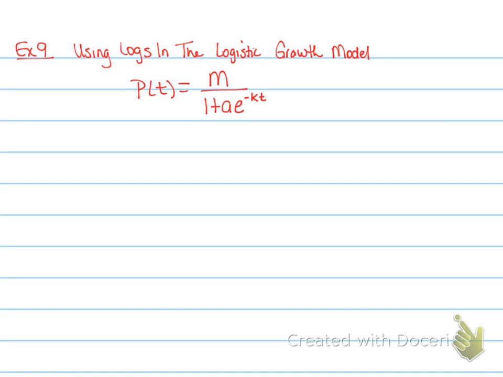All right, so example 9 is using logarithms in the logistic growth model. They give us this equation here, and it says, suppose the carrying capacity M of the human population on Earth is 35 billion. In 1987, the world population was about 5 billion. We're going to use the logistic growth model here to calculate the average rate K of growth of the population, given that the population was about 6 billion in 2003.